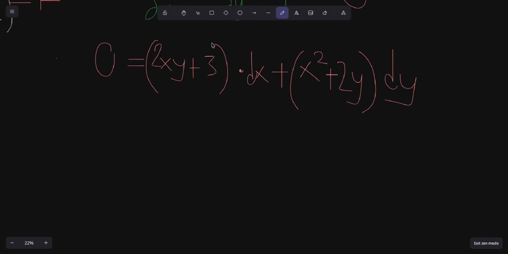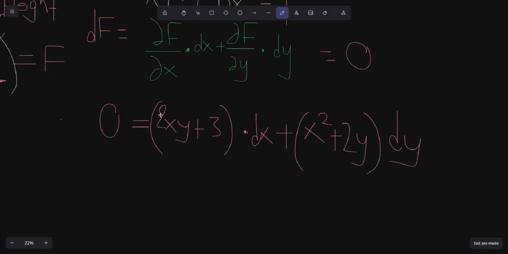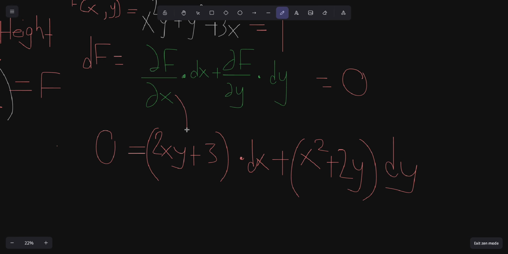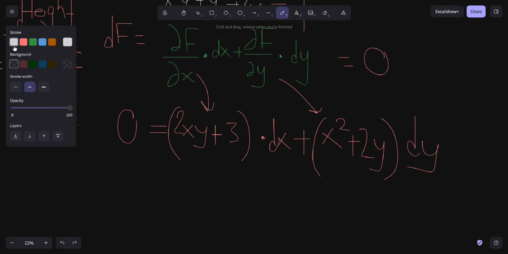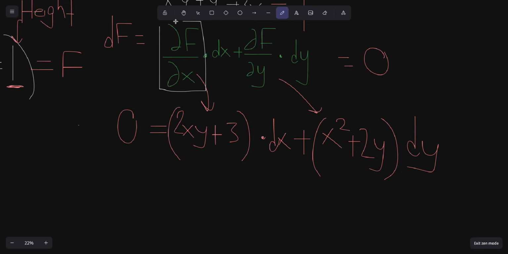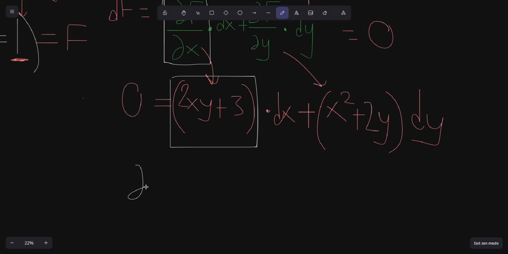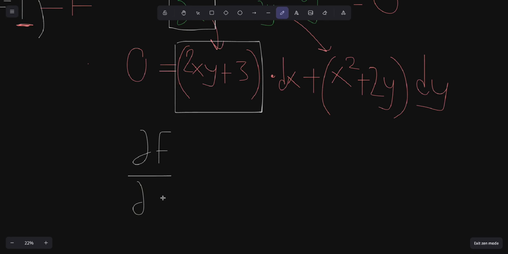So recall this form of the differential. We have it up here, right? This is going to be the partial of f with respect to x times dx plus the partial with respect to y times dy. Now, these forms are matching each other, meaning that the partial of f with respect to x has to be equal to this term, because they're in the same form. So I can just set the partial of f with respect to x equal to 2xy plus 3.